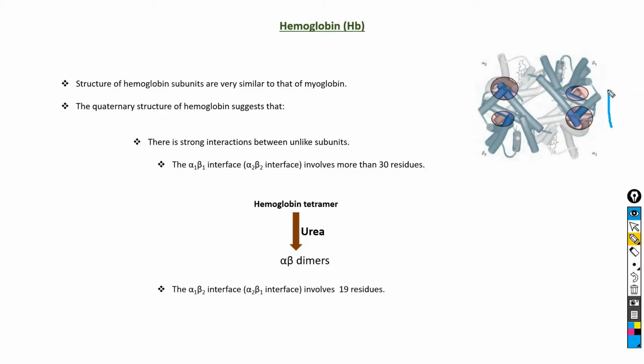The alpha 1 beta 1 and alpha 2 beta 2 interfaces involve more than 30 residues, and the interaction is sufficiently strong that although mild treatment of hemoglobin with urea tends to disassemble the hemoglobin tetramer into alpha beta dimers, these alpha beta dimers remain intact, whereas the alpha 1 beta 2 interface or alpha 2 beta 1 interface involves 19 residues.